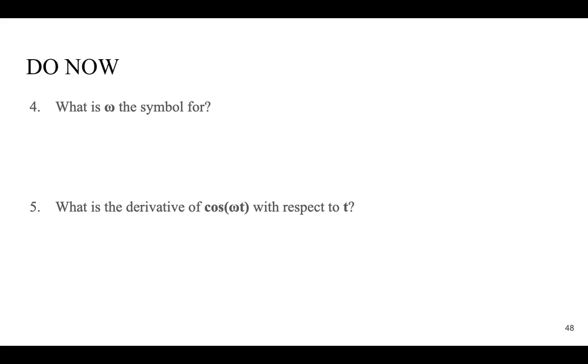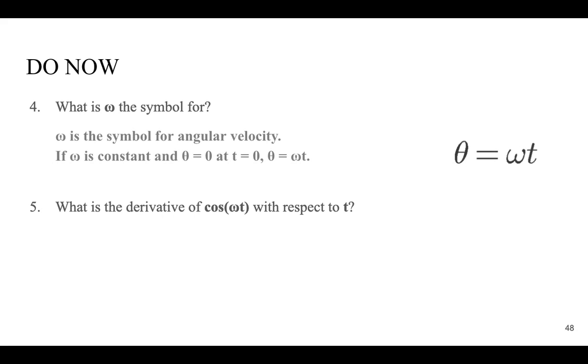So think back to last year in Physics 1. What is that the symbol for? That funny looking thing that looks like a W, but really it's not a W. That is lowercase omega, and omega is the symbol for angular velocity. So we learned kinematics for rotational motion. But basically, if omega is constant and theta is 0 at t equals 0, then we can use this simplified version of this formula, saying theta is equal to omega t.